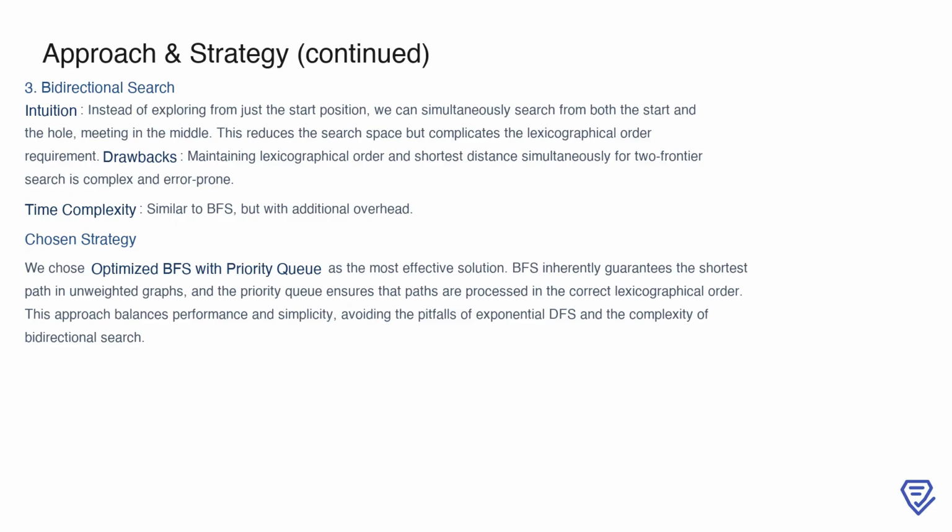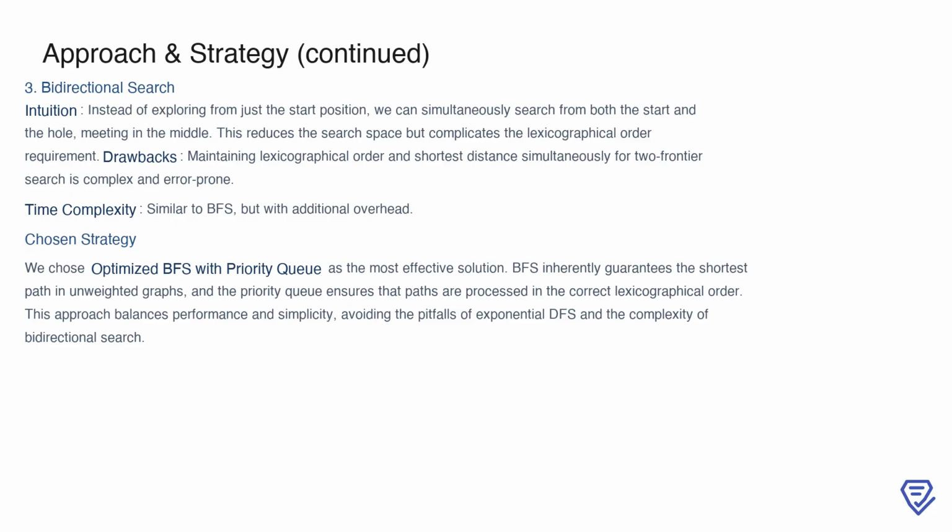However, while the intuition behind bidirectional search is appealing, the implementation is far more complex due to the lexicographical order requirement. Managing the shortest distance and path ordering across two separate search directions introduces additional challenges and makes the algorithm more error-prone. Given these complications, the time complexity remains similar to BFS, but with added overhead. For these reasons, we ultimately chose the optimized BFS with a priority queue as our preferred strategy.